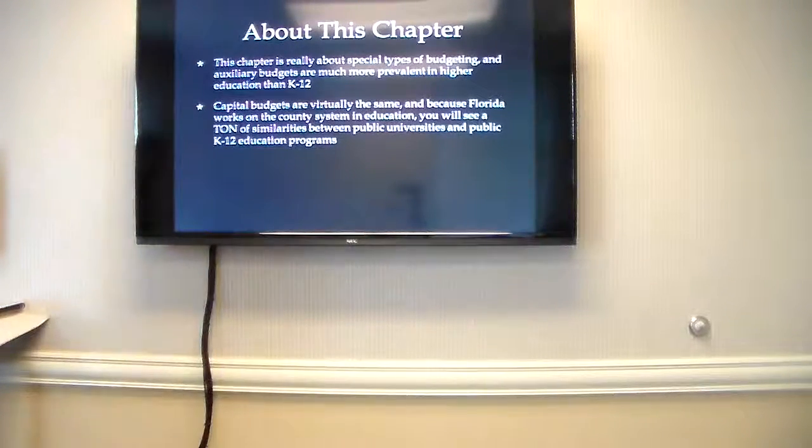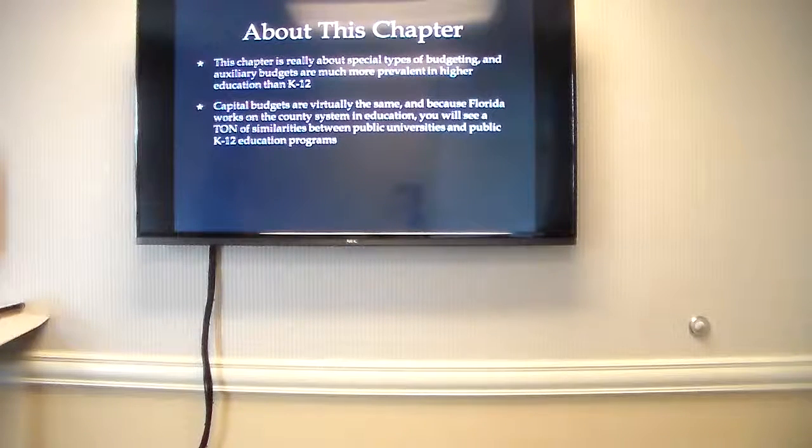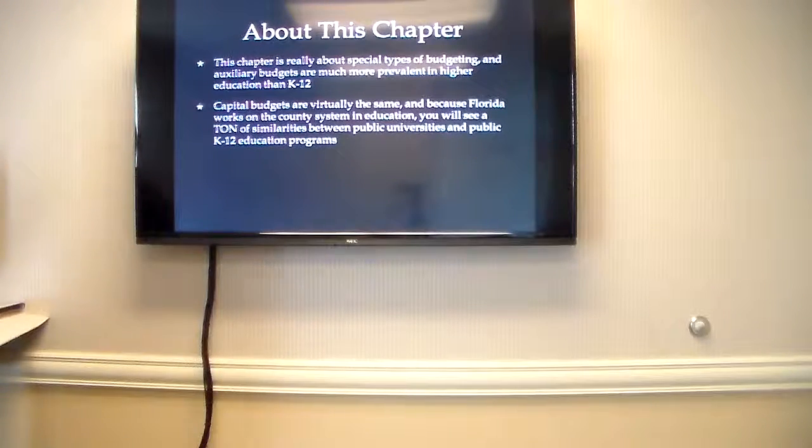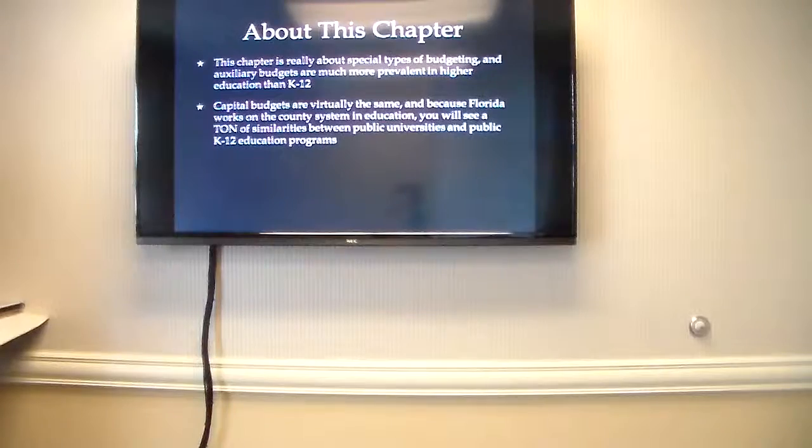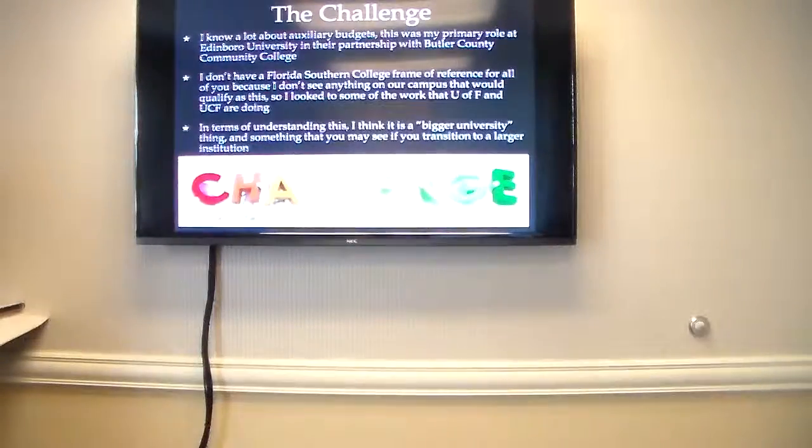It's special budgeting. You're going to see auxiliary budgets more in higher education, and you'll understand why when I present it. When you work in a county system, the capital budgets are going to be the same, so there are going to be similarities between public universities and education programs, but the auxiliary budget is really where the difference is.